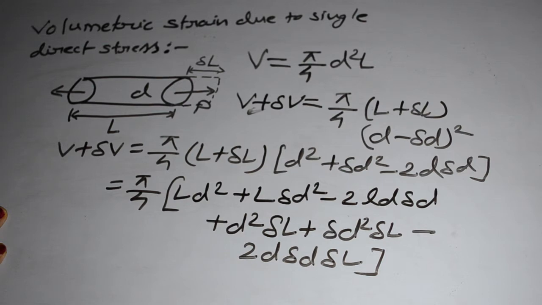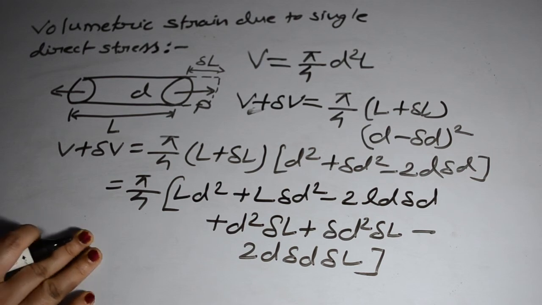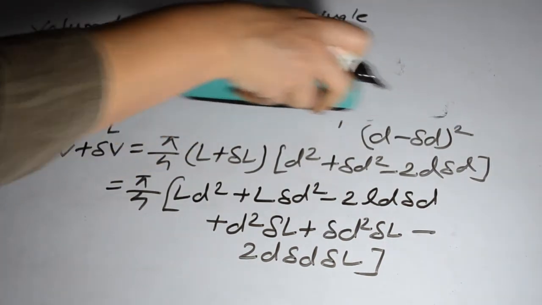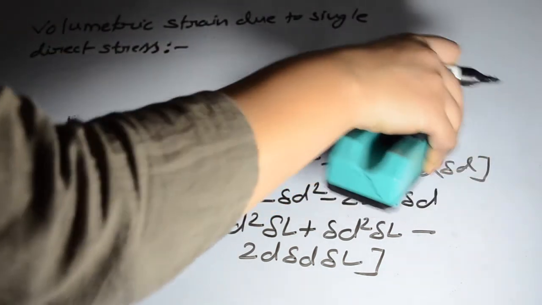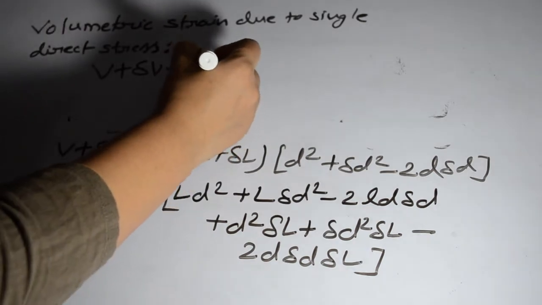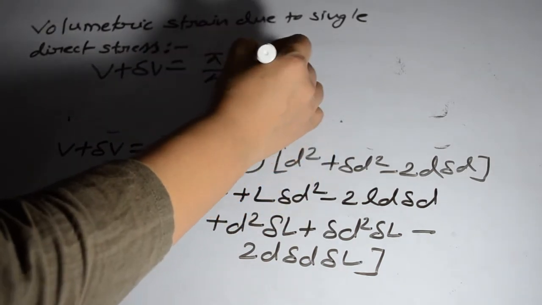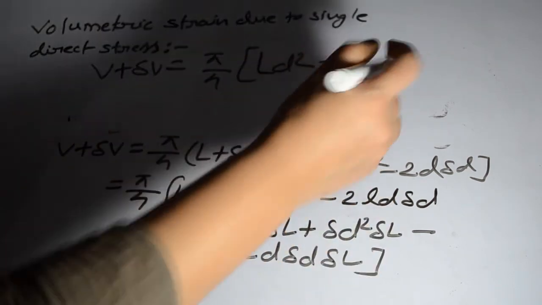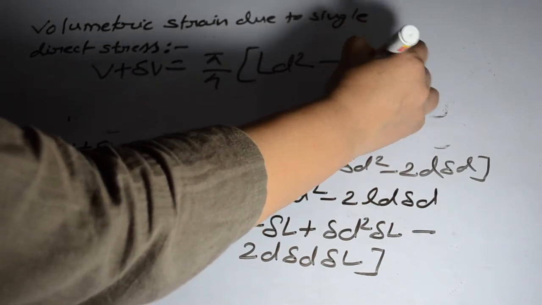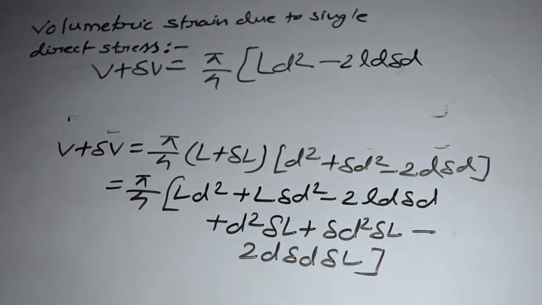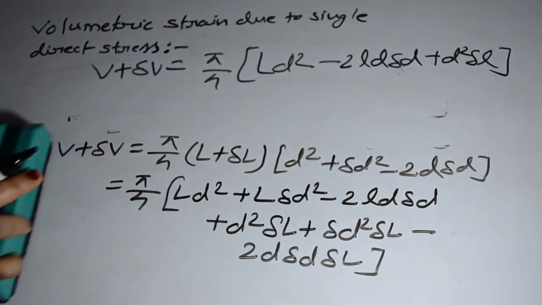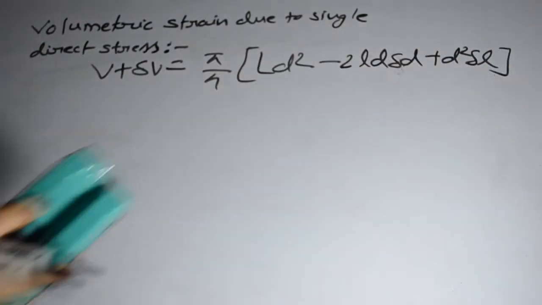Now if we ignore all the products of small quantities, we will have the equation V plus delta V equal to pi by 4 into L D square minus 2 L D delta D plus D square delta L. This is the final equation we get after eliminating all the small quantities.